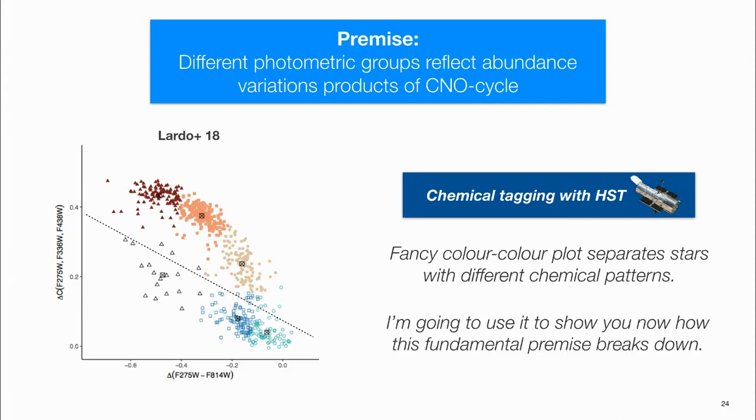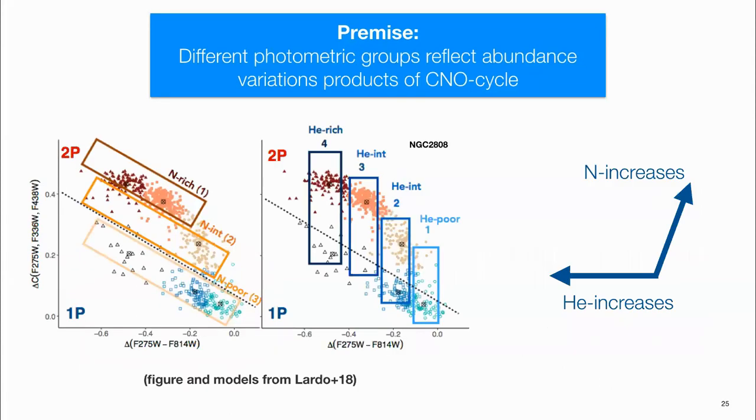So let me tell you what you're seeing in this plot. In this plane, nitrogen increases upwards. You can see it in the brown and orange boxes on the left, while helium increases to the left. You see that the darker shades of blue are more helium-rich stars, or stars that have more helium than the others.